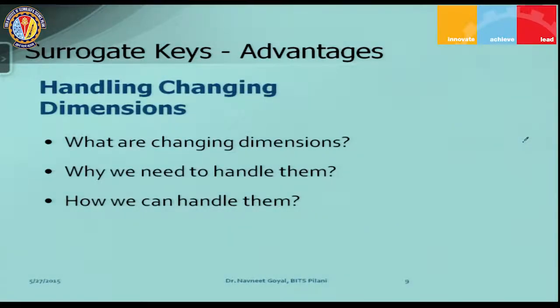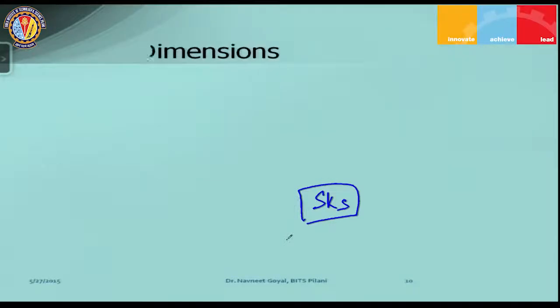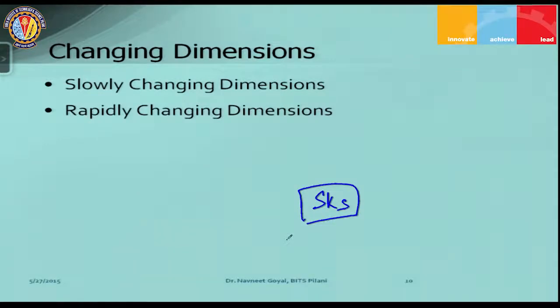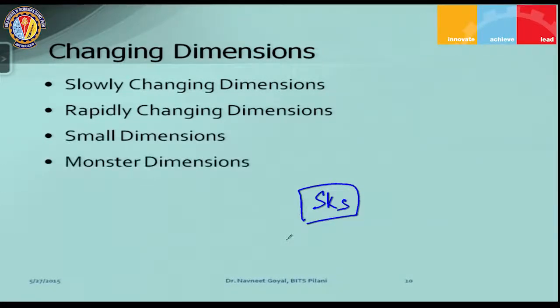And how can we handle them? We will handle them using the concept of surrogate keys. So let me try to explain this to you. But before that, let me tell you about the different kinds of changes that we are looking at. These are categorized by the rate of change. Slowly changing dimensions is the one that we are going to discuss today. And then there are rapidly changing dimensions, when the rate of change is very high. And then we also talk about small dimensions and monster dimensions.